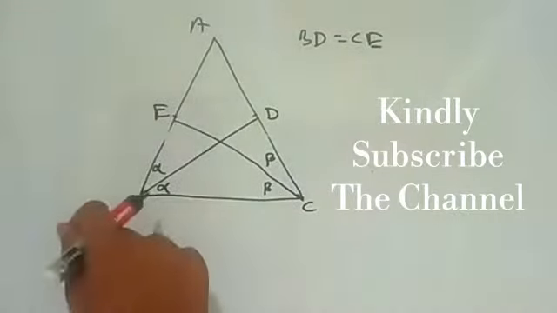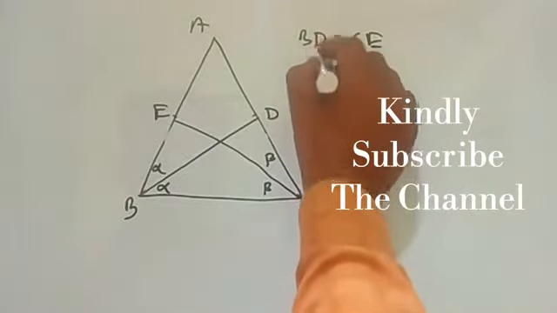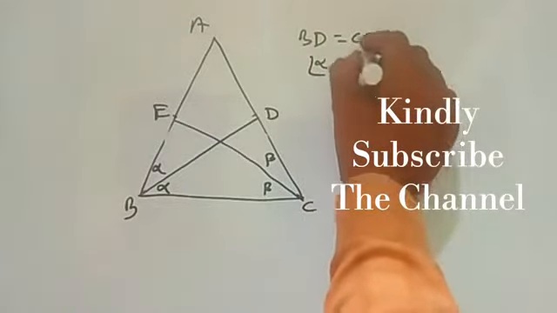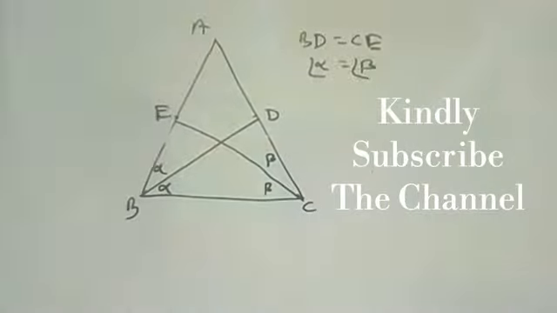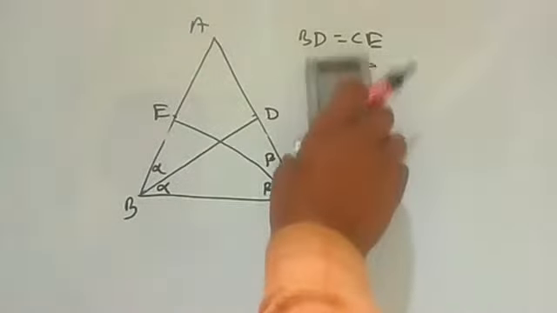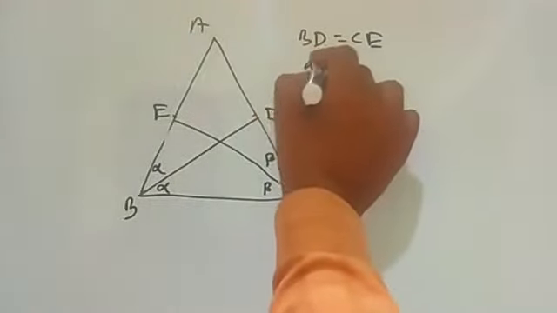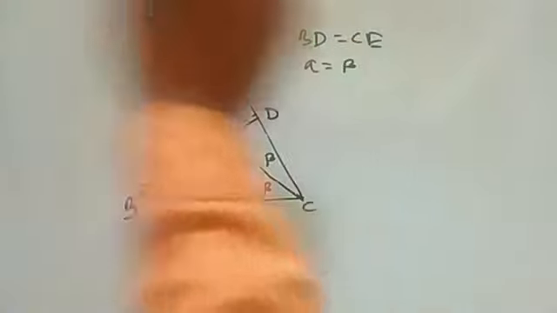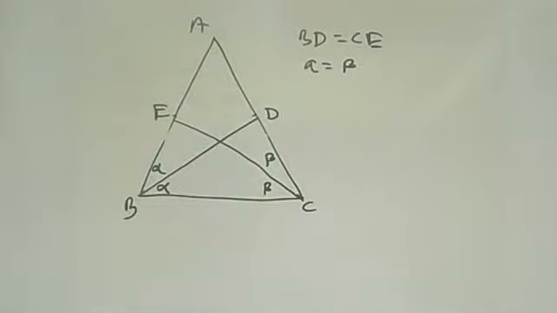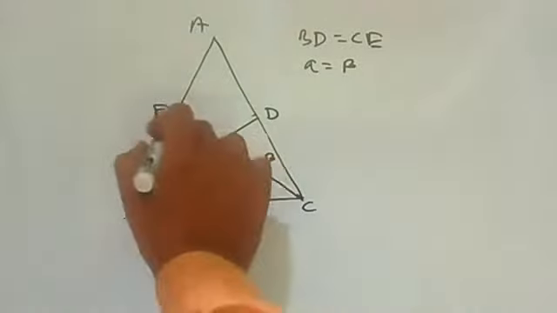So for that, we have to prove that alpha is equal to beta. Simply, alpha is equal to beta. We have to prove this. We have BD is equal to CE.